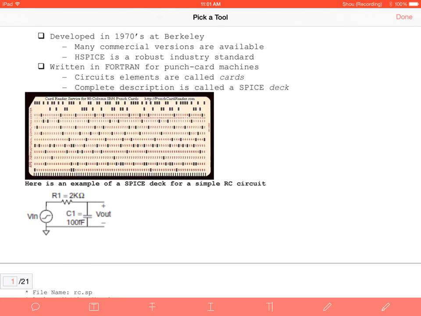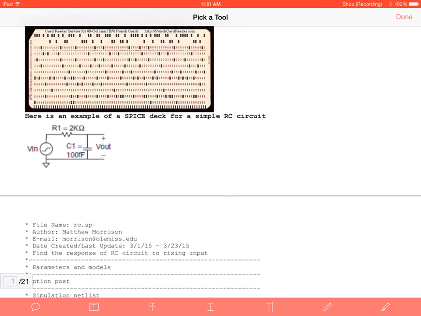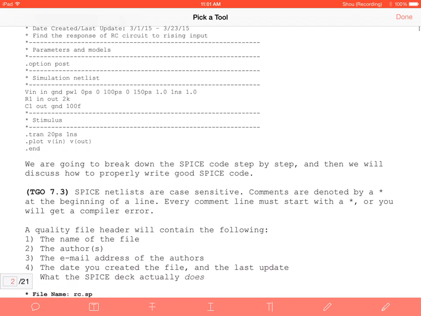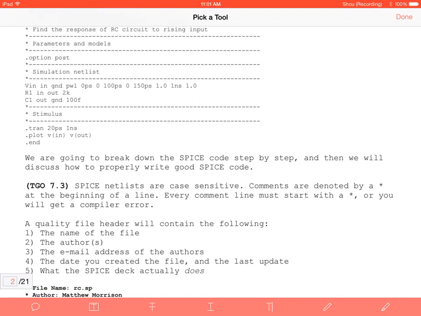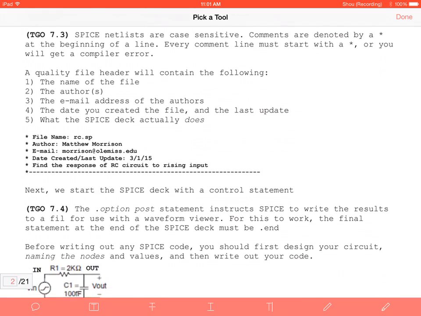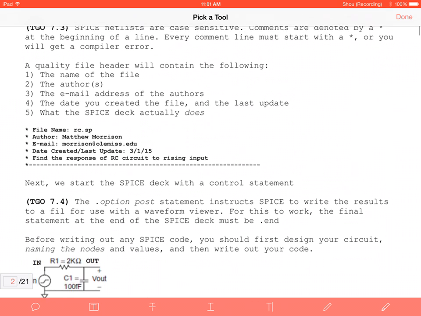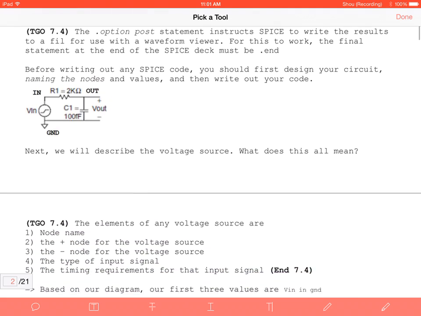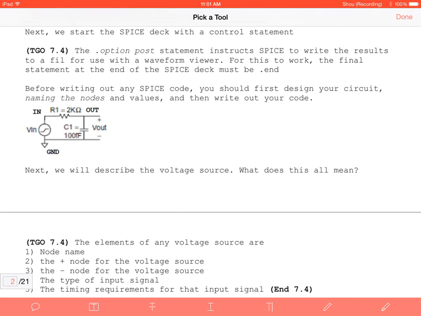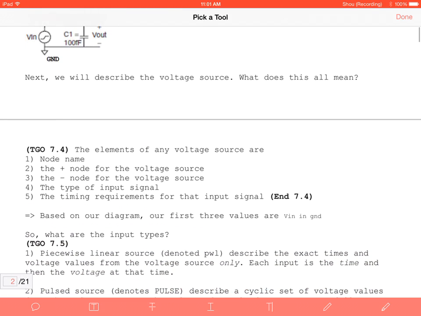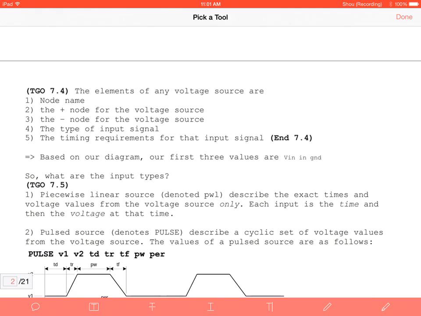So the first thing we did was an RC circuit. We learned how to do piecewise linear and pulse voltage sources. Showed you some fundamentals on how to write a quality file header. When you do an option.post, what's the first thing you should do before anything else? .end at the end of the file, or else it won't run. Then for a voltage source, you have a positive node, a negative node, the type of input signal, and timing requirements for that input signal.